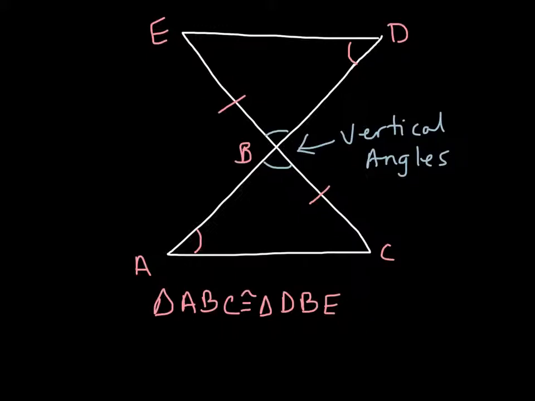And we can say that because we can use the angle, angle, side postulate, because we've got this angle and this side that corresponds to this angle and this side. So angle A corresponds to angle D. These two angles correspond, and then these sides correspond. And so now, hey, we've got two congruent triangles.